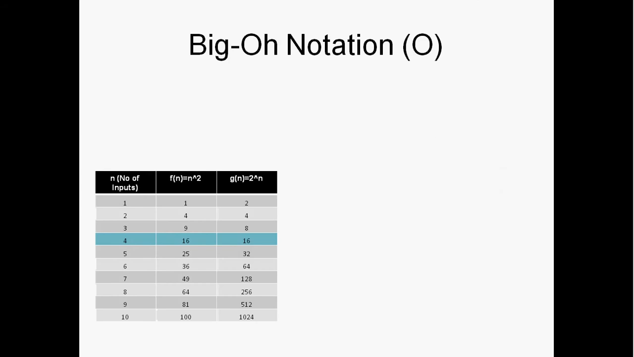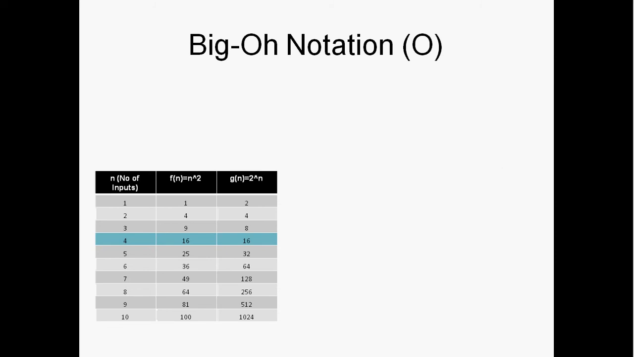Let's see. Here I have given a table. We'll understand what big O notation is. Here the different inputs are there. If you are going to sort with any algorithm, the number of elements you have for the sort is the number of inputs. One function is n square, and another is 2 raised to n. You can see sometimes f will be greater, sometimes g will be greater, if you compare both at the same number of inputs.